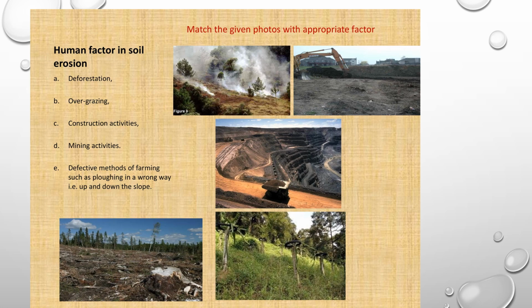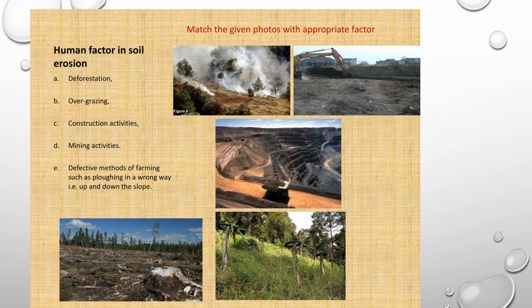See this one in detail. Actually, in the presentation, later, match the given photo with the appropriate factor. First, deforestation. Second, overgrazing. Construction activities. Mining. Then, defective method of farming such as ploughing in the wrong way, up and down the slope. The tractor or JCB is construction activity. The trees that have been cut, that is deforestation.